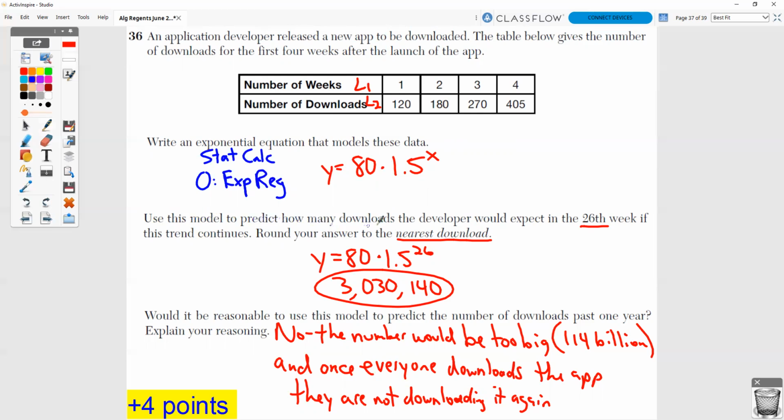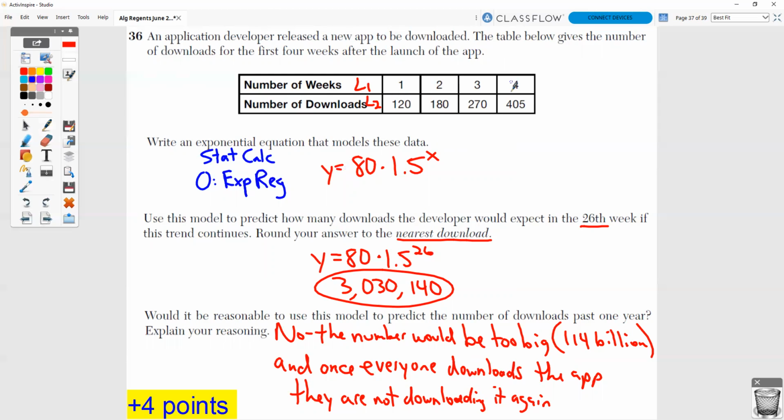Use this model to predict how many downloads the developer would get in the 26th week. So I sub in a 26 for my x into my equation. I get 3,030,140. Would it be reasonable to use this model to predict the number of downloads past 1 year?